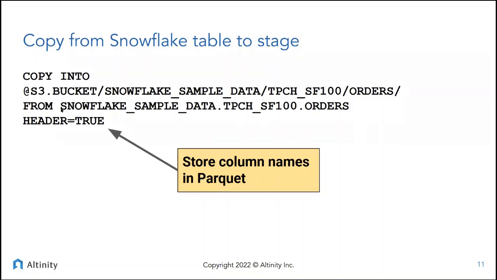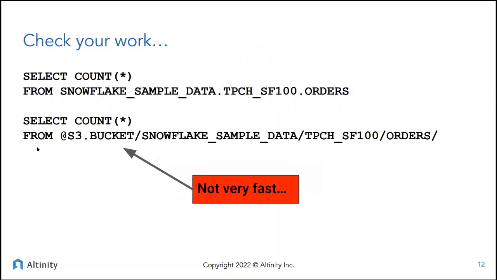What's kind of nice about copy or copy into is you can also use a select statement there. So if you had conditions on the data that you wanted to move, you can just have a select that selects what you actually want. And then here's an important setting, this header equals true. What this basically tells you is store the column names in Parquet. That's important because we're going to use them later to generate a table inside Snowflake.